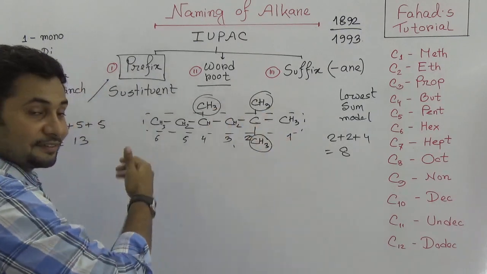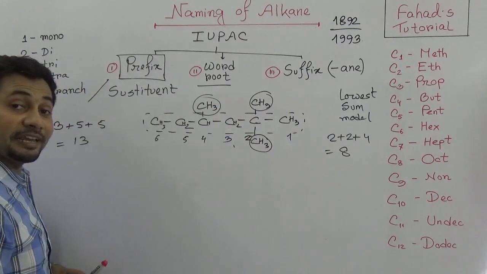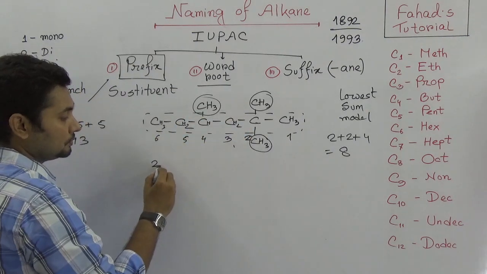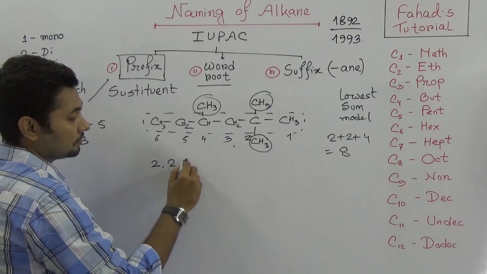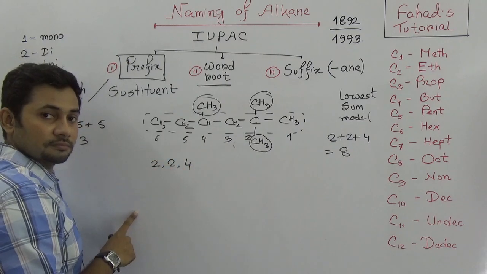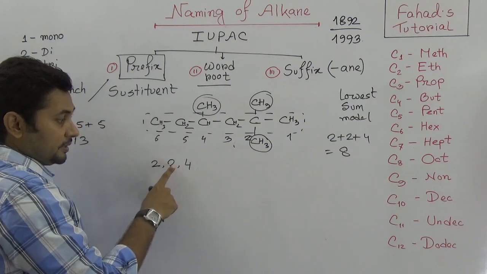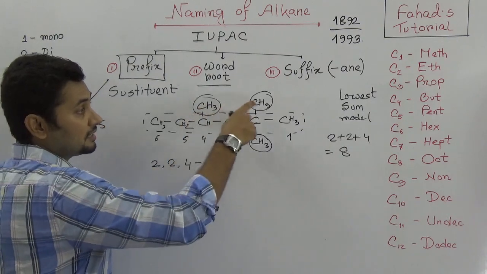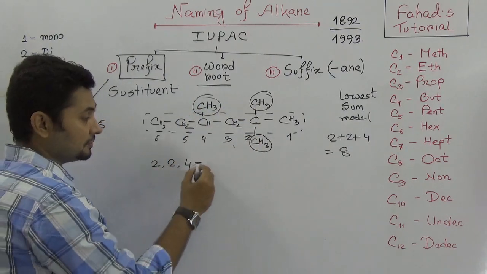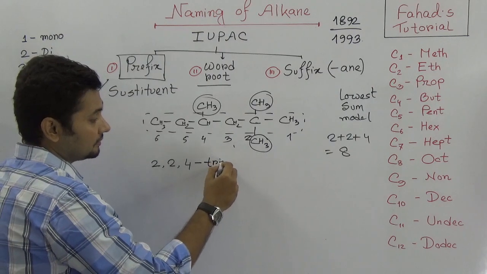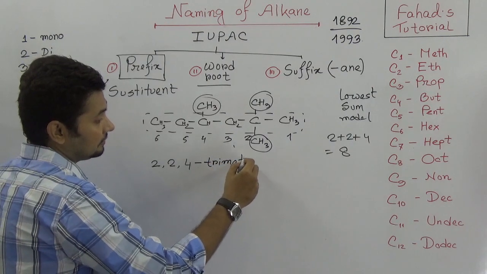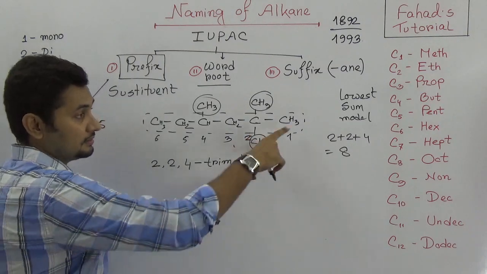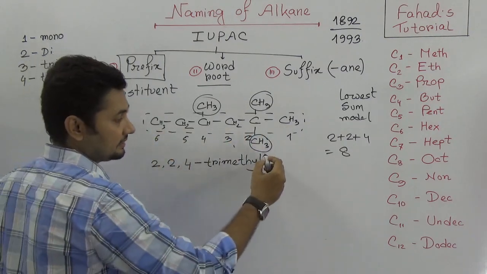So from right to left, if we go, the name of this compound should be 2, 2, 4, hyphen, 3 methyl, I mean that should be trimethyl hexane.